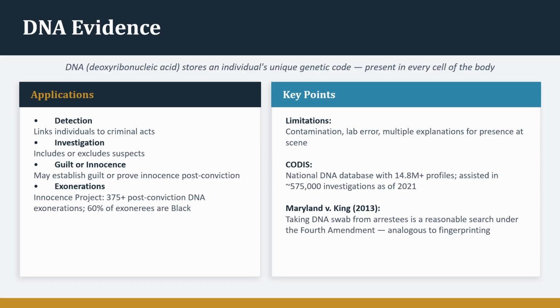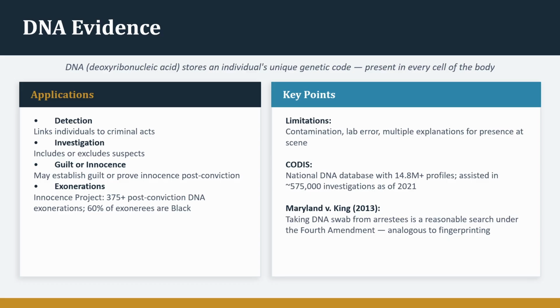DNA serves three primary functions in the criminal justice system. First, detection, connecting an individual to a criminal act based on biological material at the scene. Second, investigation, either including or excluding a suspect early in the investigation before charges are ever filed. And third, establishing guilt or innocence at trial, including, and this is critically important, establishing the innocence of people who have already been convicted.